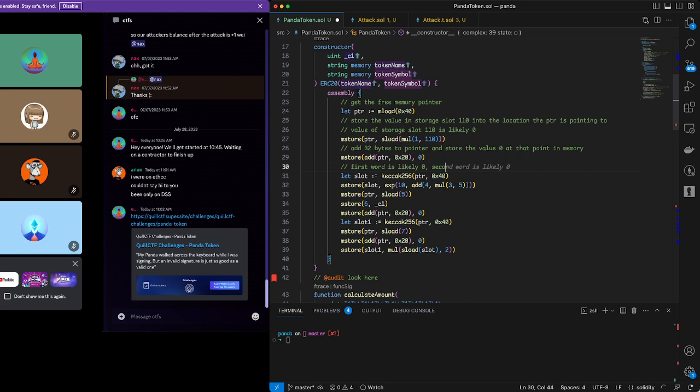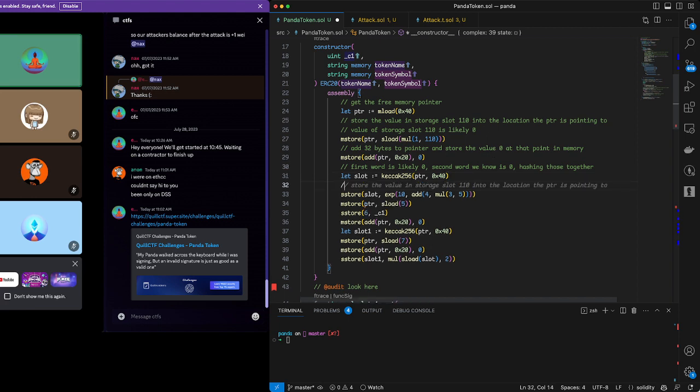Second word we know is 0. And then it's hashing those two together. So this is starting to feel familiar to a primitive that we have in Solidity. So start thinking about storage primitives and what that might be. But we just took two values from memory, took the hash of them, and defined that into a slot.